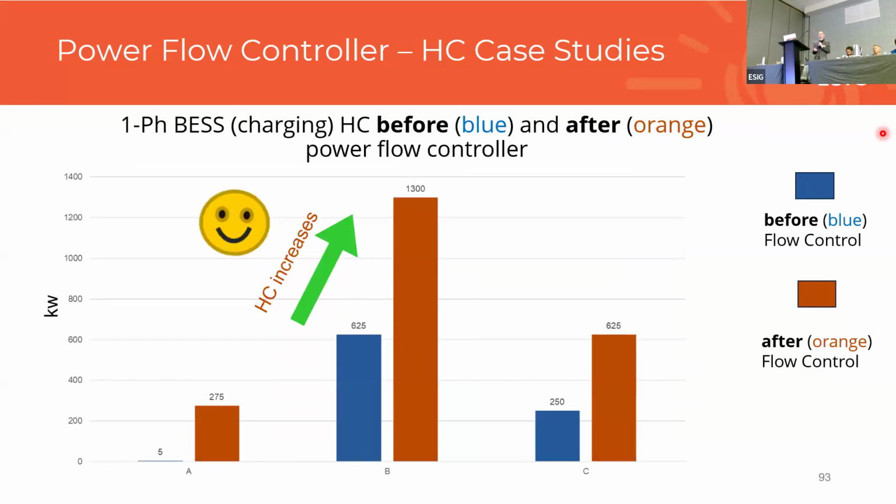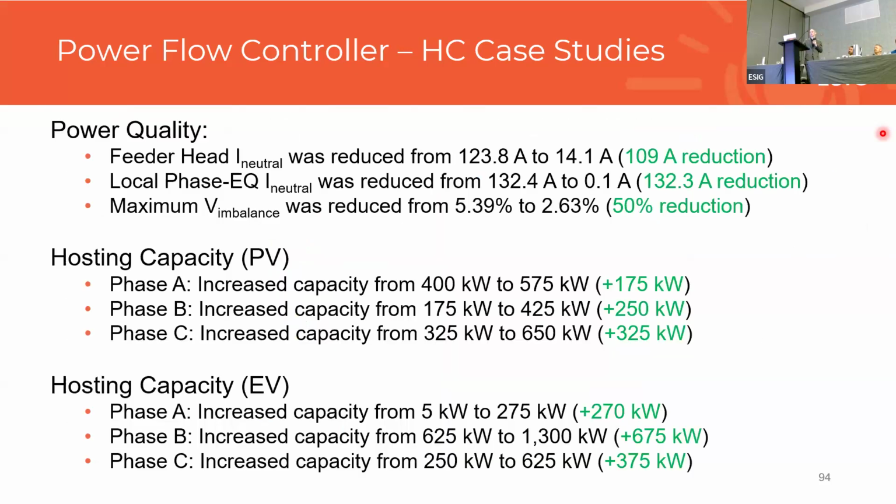Very similar story again on energy storage. We couldn't get hardly anything on A phase, maybe one house. And that went up to 275 kilowatts after the device. B phase, a little more than doubled, it looks like, from 625 up to 1300. And then C phase, again, a little more than doubled, 250 to 625. So we saw increases in that hosting capacity capability.